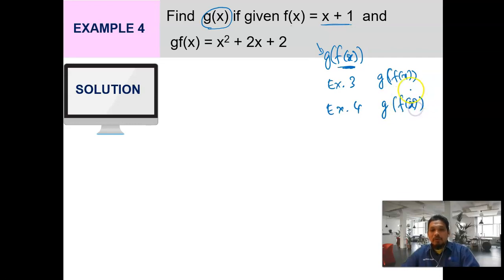Okay, both in the form of g not f x. Example 3: they give us the composite function g f x and the function g. We would like to find out what is the function f x inside. But for example 4, they give you the function g f x and the function f x. We would like to find out what is the function g outside.